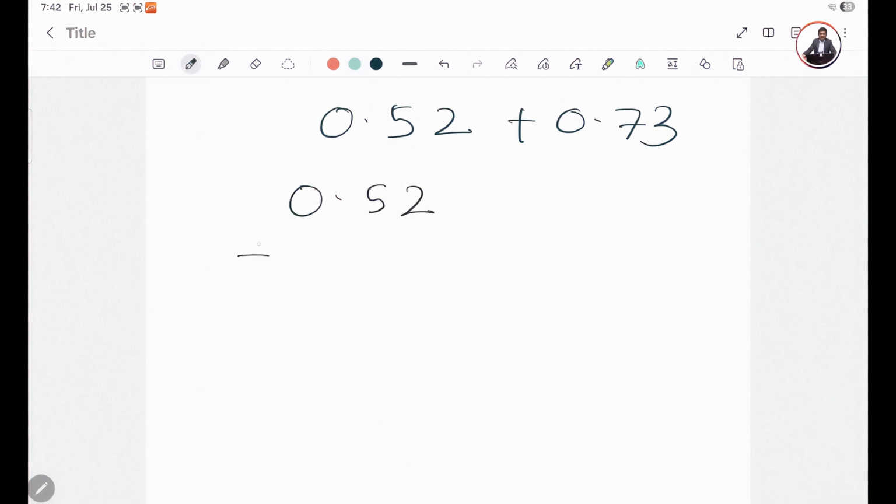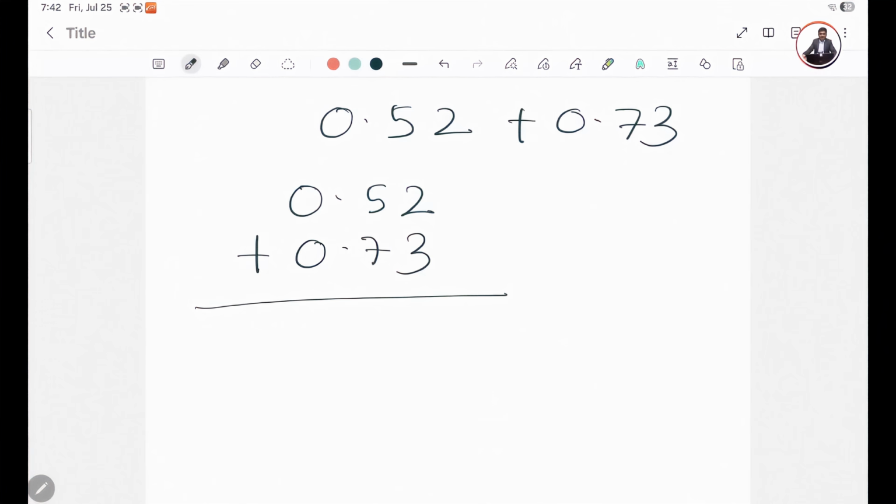Right. Now we're going to discuss a little bit of adding decimals. So for example, 76.820, say like this. Okay. And then, say 0.52 plus 0.73. So if you want to add those two numbers, you write down 0.52 here and then 0.73.